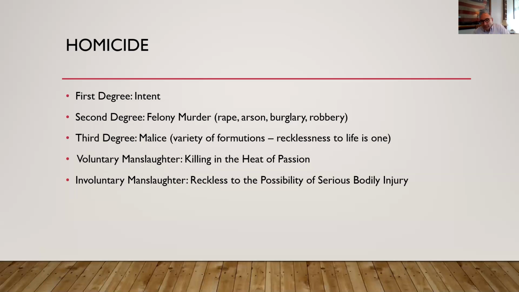Final category of homicide is voluntary manslaughter, killing in the heat of passion.